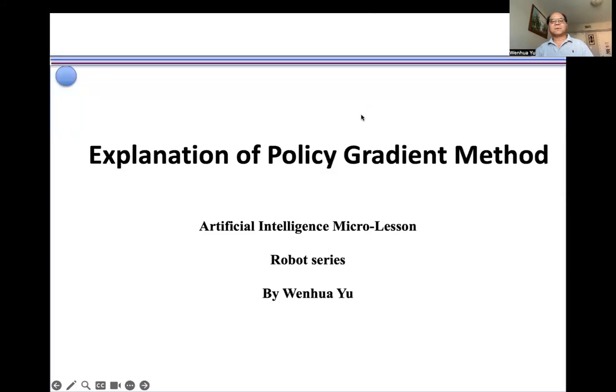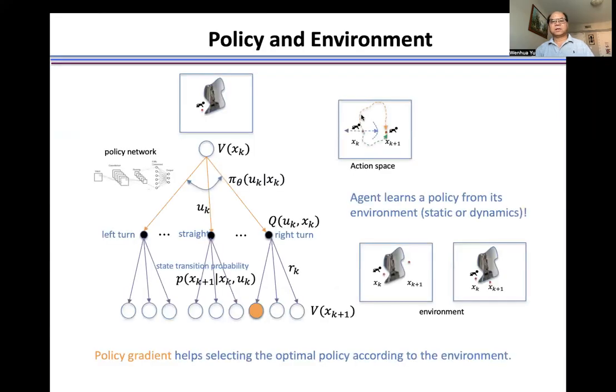Now I further explain the policy gradient method. Reinforcement learning has another name, reward learning. Reinforcement learning describes the interaction between the agent and its environment. We formulate these interactions using the Markov decision process. To solve the Markov decision process, the most popular method is the policy gradient method.